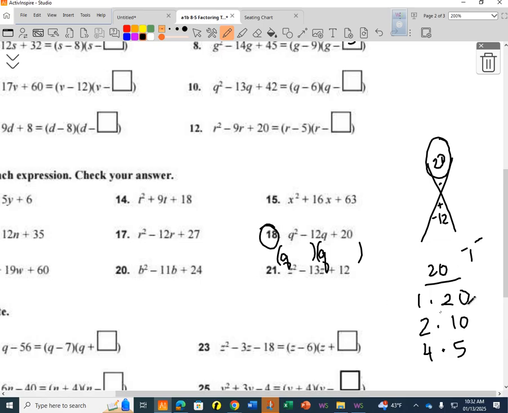Okay, so which pair of factors do I need? 2 and 10. Very good. So we're going to put negative 2 and negative 10, because negative 2 times negative 10 gives me positive 20, and negative 2 plus negative 10 gives me negative 12. So here, minus 2 and minus 10. Any questions?